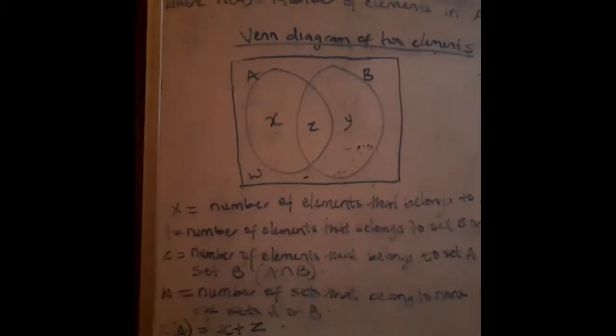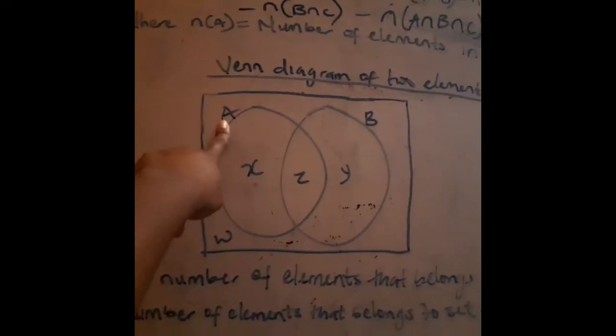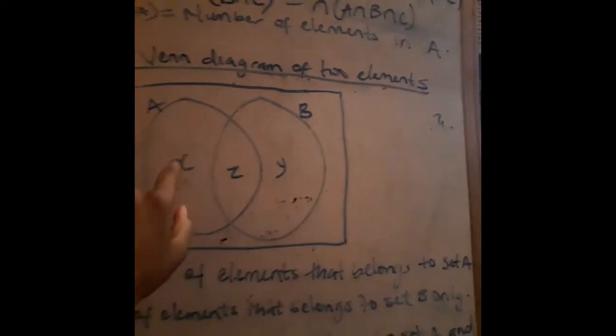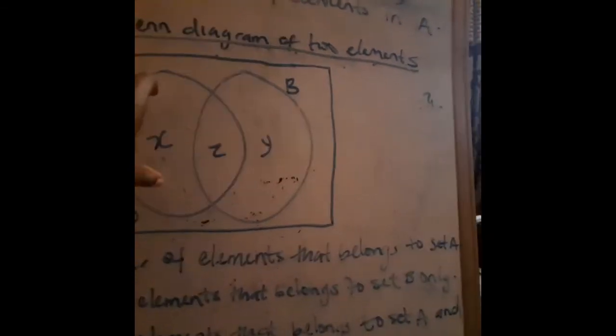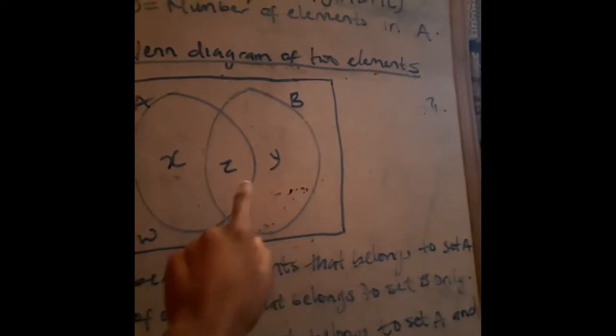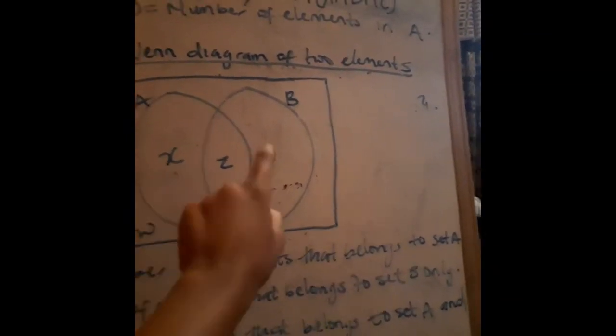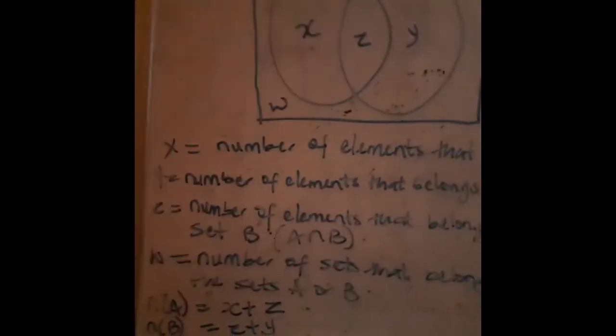This is the Venn diagram here. We have 2 sets. As you can see, this is set A and this is set B. This X is the element of set A only. Y is the element of set B only. Z is the intersection of the elements of A and B. So let us see it here. I wrote it down here first.